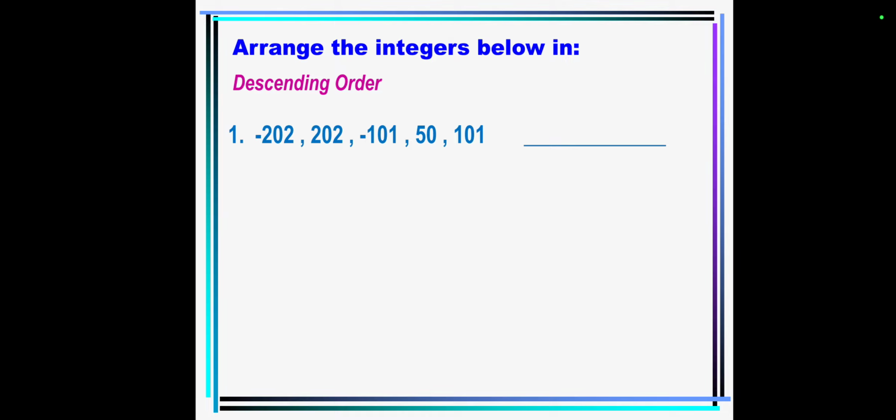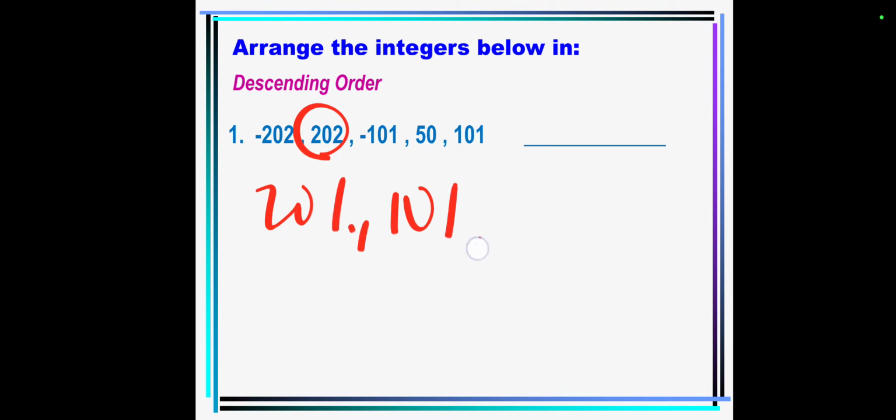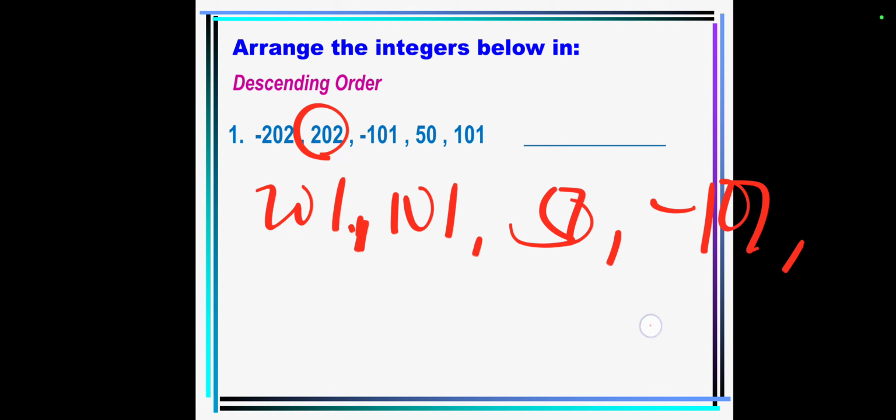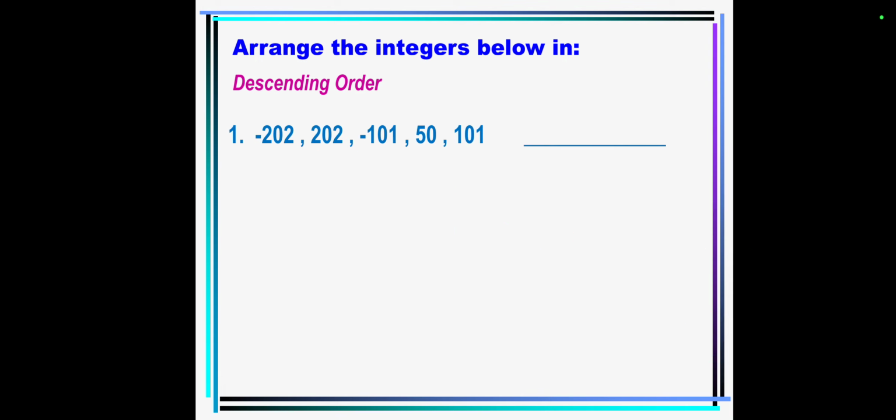How about descending order? Let's have one example for descending order. Descending means you have to start with the greatest. So the greatest is I prefer to have 202 pesos, followed by 101, followed by 50 pesos, followed by I owe 101 pesos, and lastly, of course, you owe 202 pesos. That is the sequence for this one, the descending order. And we are done with understanding integers.